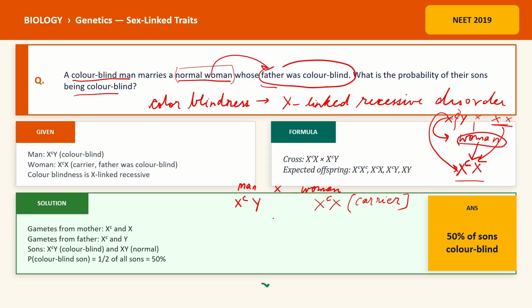So now we can see here that this colorblind man is marrying this colorblind carrier woman. So now what will be the probability of their sons being colorblind? So let us find that. We can make a Punnett square to understand it in a better manner.